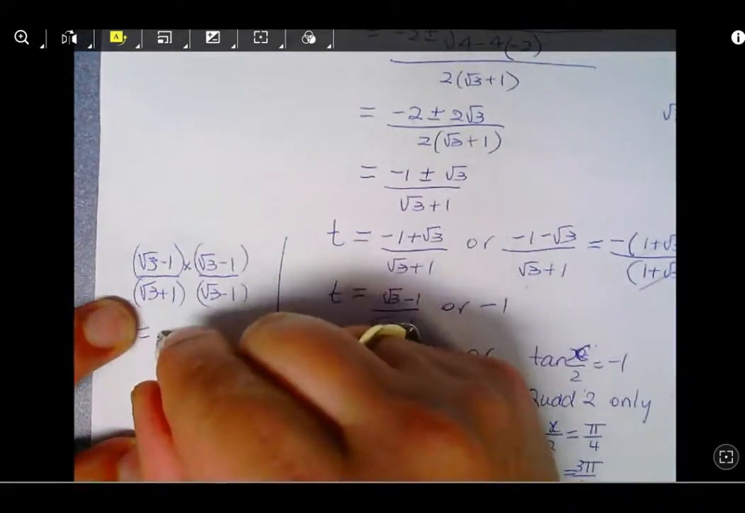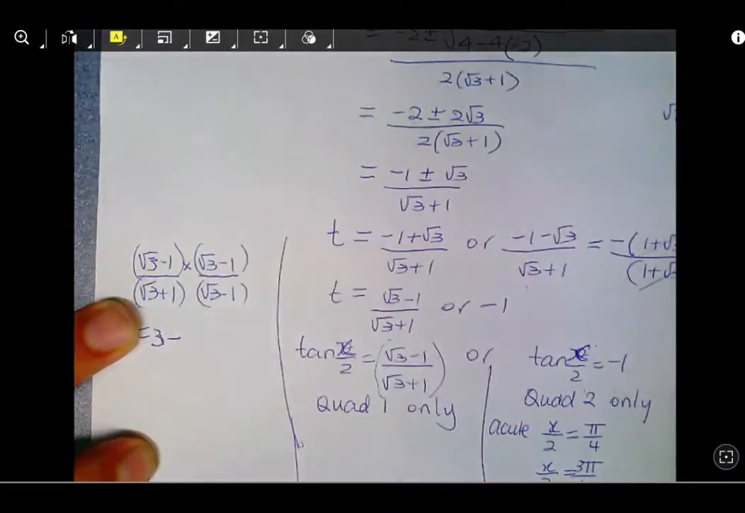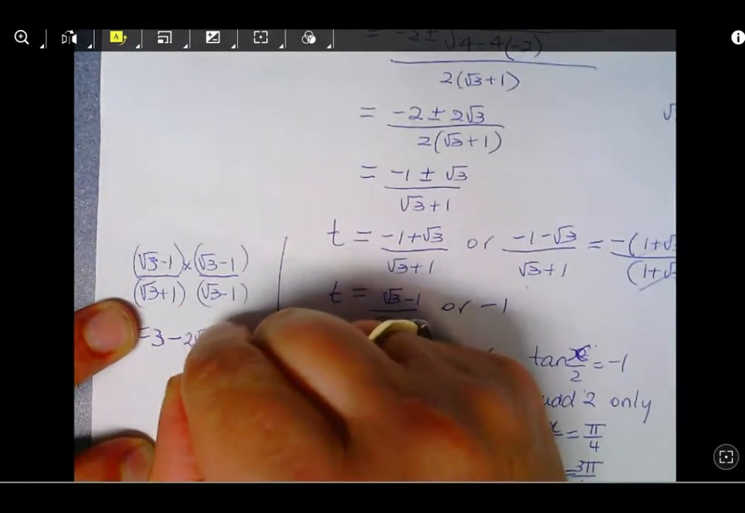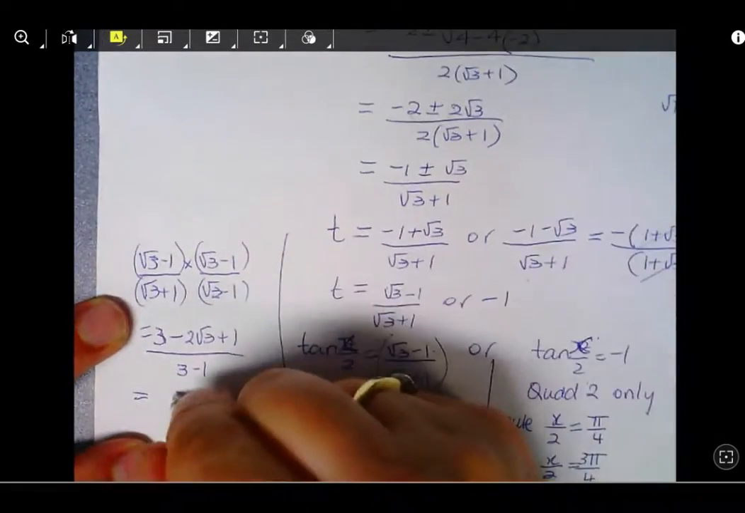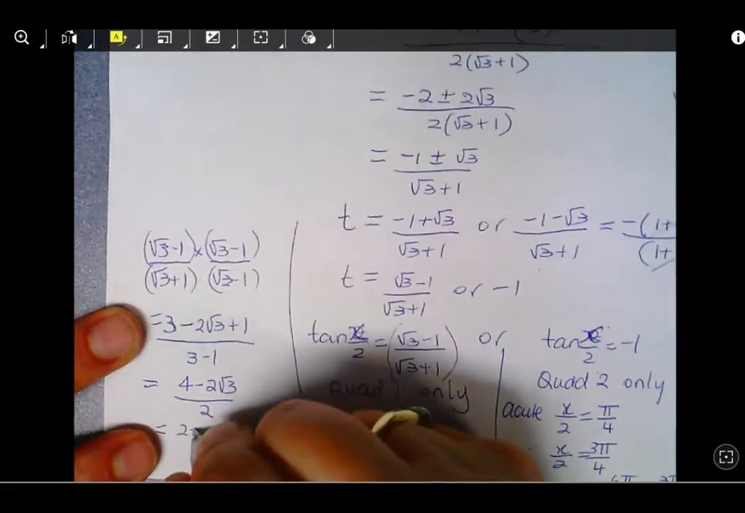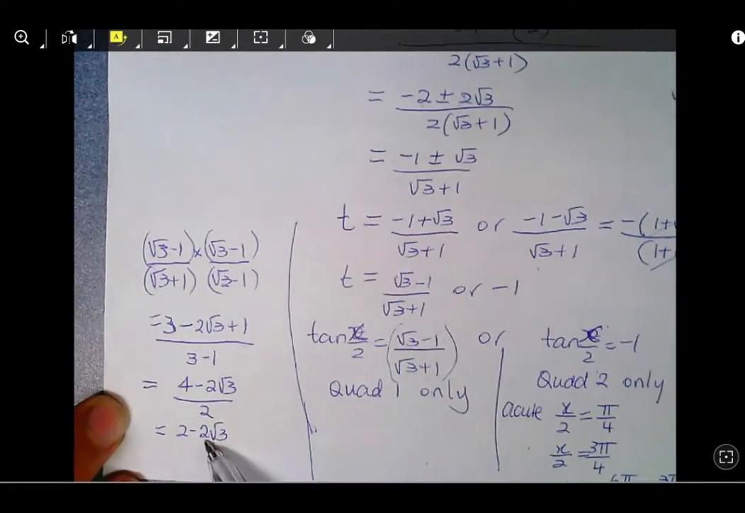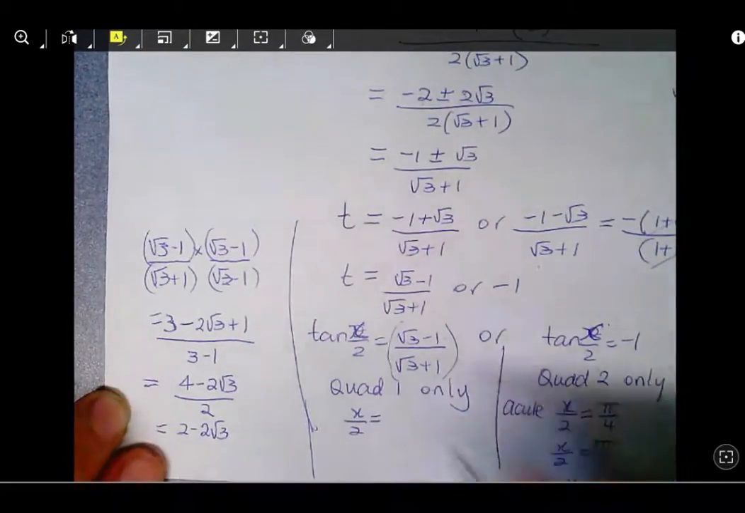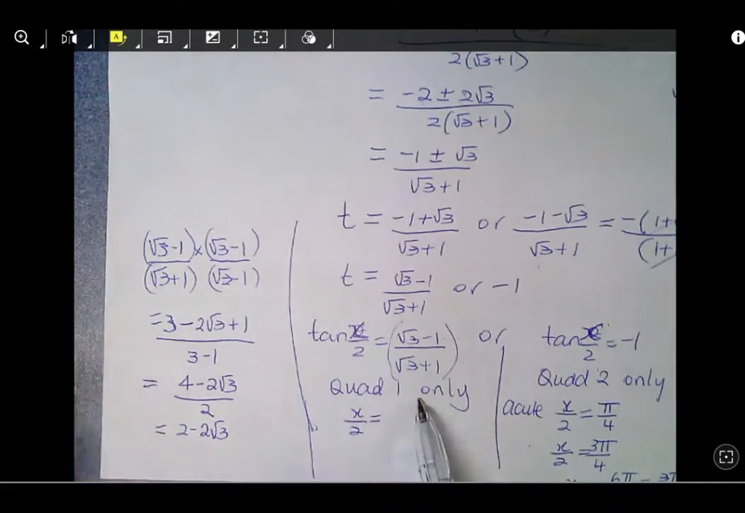We'll see. I end up with root 3 squared, which is 3 minus, remember, this is a perfect square. Root 3 minus 1 all squared is 3 minus 2 root 3 plus 1 over, and this is the difference of 2 squares, which is 3 minus 1. No need to really do this. So it's 4 minus 2 root 3 over 2, which is 2 minus root 3. I mean, you can rearrange this into this format. It might be easier to put in your calculator, but there's no need to. So x on 2 is tan to the minus 1 of this, and whatever answer you're going to get, that's your answer, because it's quadrant 1 only.